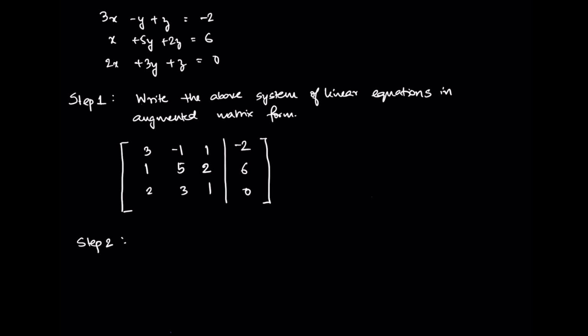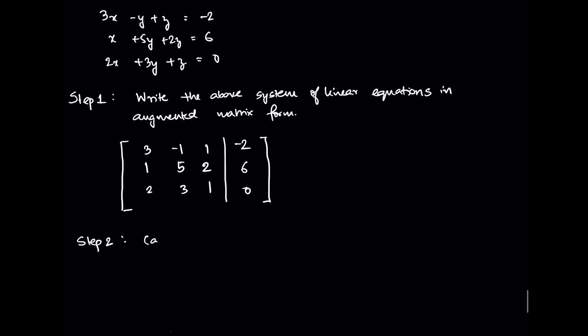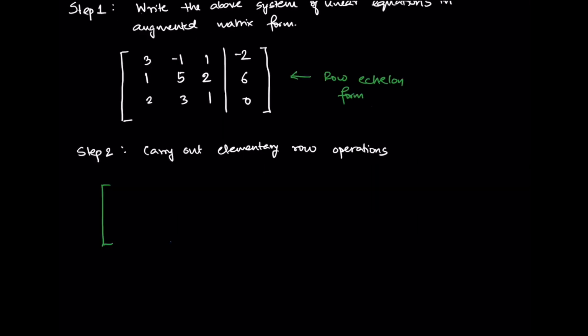So here's our next step, which is carry out elementary row operations. And we will carry out elementary row operations to reduce this augmented matrix which we have here into a row echelon form. Now, what is this row echelon form? Well, here's how the row echelon form looks like.